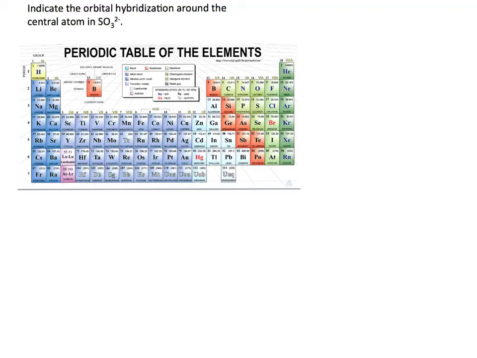Alright, practice problem 9.5 says indicate the orbital hybridization around the central atom in the sulfite ion. Okay, so right away we can calculate our number of valence electrons. We have a sulfur, we have 3 oxygen, and we have a 2 minus charge.